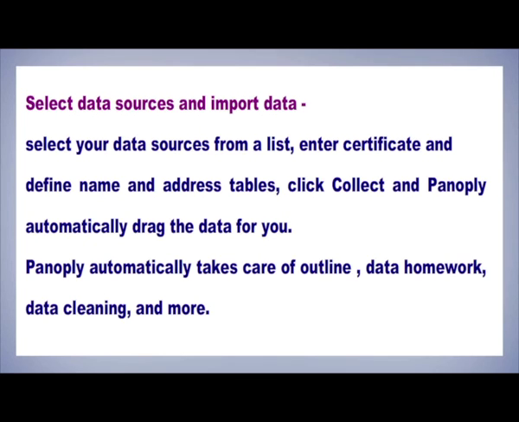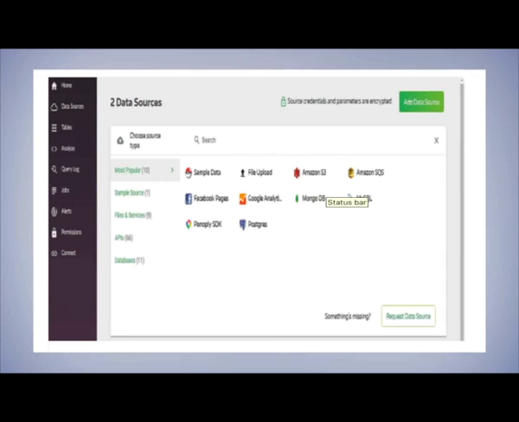Panoply automatically takes care of the outline, data preparation, data cleaning and many more activities also. As you can see in this picture, the steps which we have mentioned, that is, you give the required information and then when you click, you will get all the data which you needed. And once you do that, then you can run the transformation queries, since you have the data selected for your use. And now we will see how to do that.